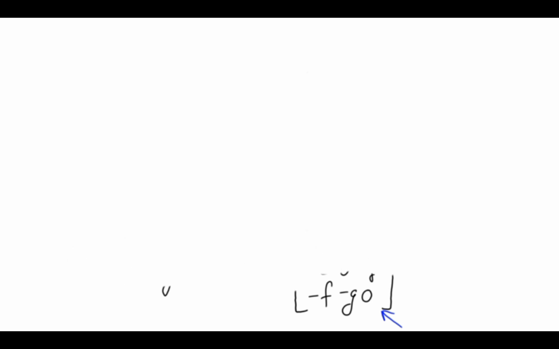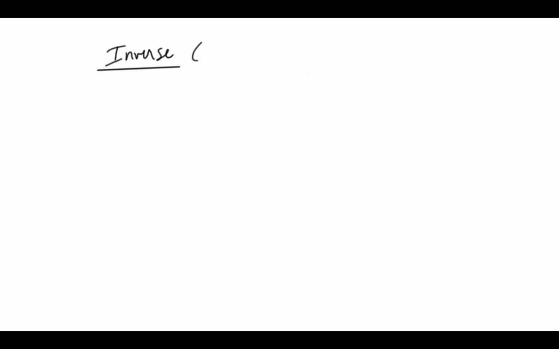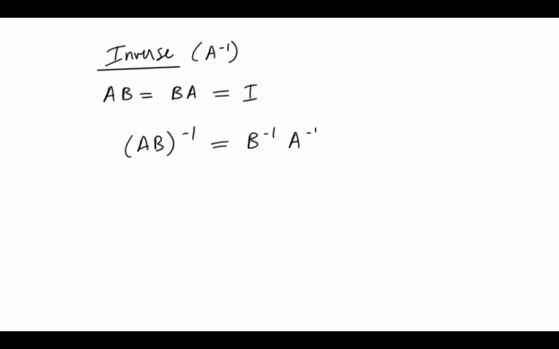Next is the invertible matrices. Finally, this is the last topic for this video, invertible matrices. If you multiply matrix A by matrix B and get the identity matrix, then B is the inverse of A. Keep this key property in mind for quick conceptual questions. The inverse of AB reverses the order, becoming B inverse times A inverse.